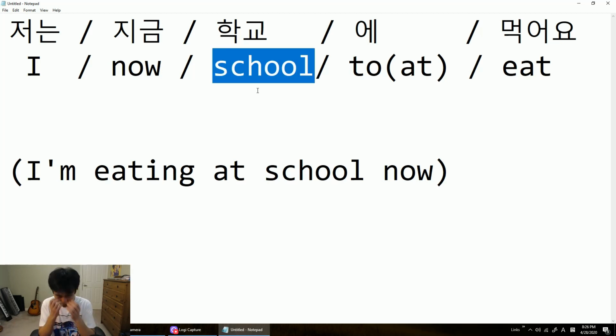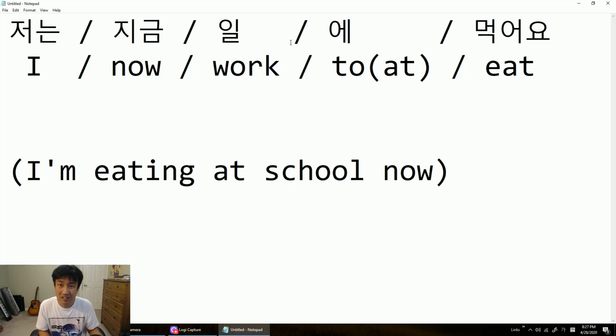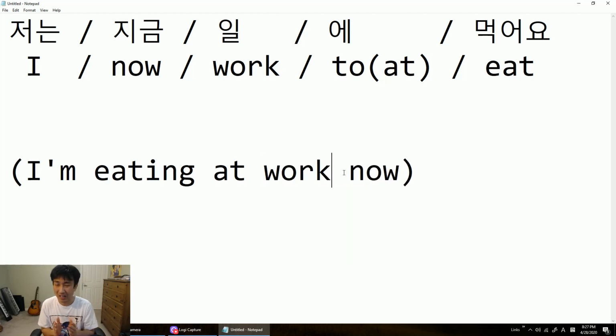How about let's try switching something else. Let's try switching out the word for school. So how about we change it to work? All right. So the word for work in Korean is 일. So now it's like I am now eating at work. You see how the meaning changes like that, and you can just play with these slots, just swapping them vertically in and out, and you can create so many sentences out of this.